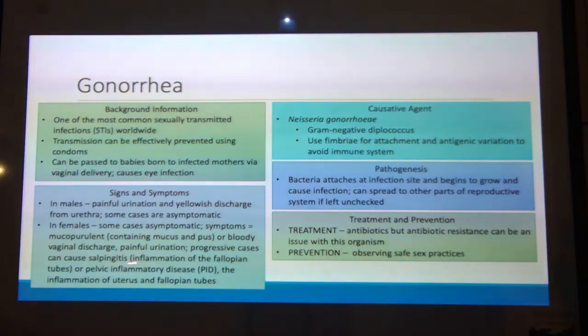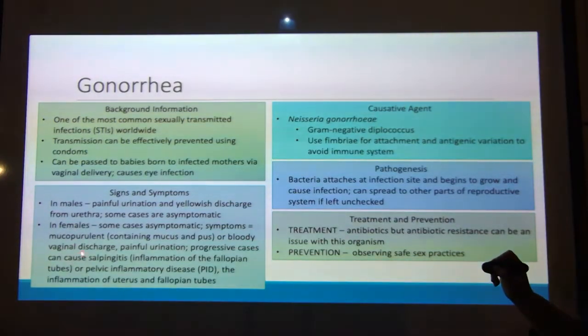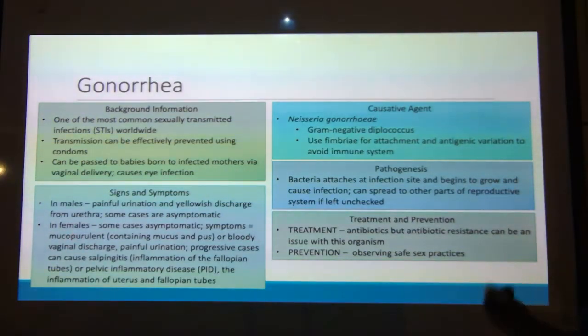In females, some cases, just like in males, are asymptomatic. They never know they have it. But if we do have symptoms, there can be mucopurulent or bloody vaginal discharge. Mucopurulent means that it has mucus and pus, not just blood. There can be painful urination. In progressive cases, if you let it go for too long, it can cause salpingitis, which is inflammation of the fallopian tubes. It can also cause pelvic inflammatory disease, which is the inflammation of not only the uterus, but also the fallopian tubes. Neisseria gonorrhoeae is the causative agent.